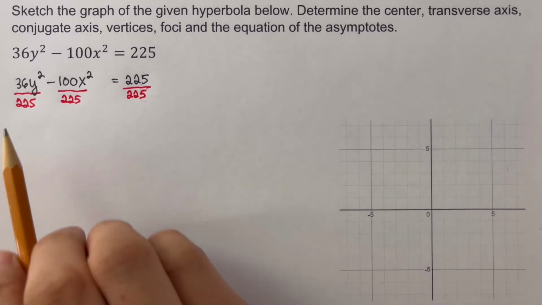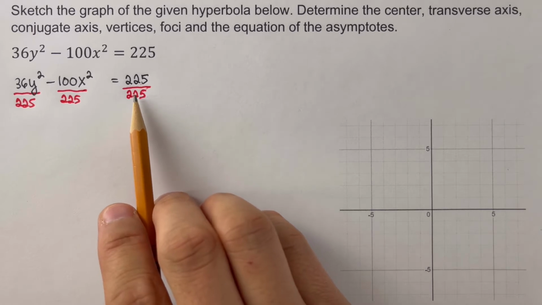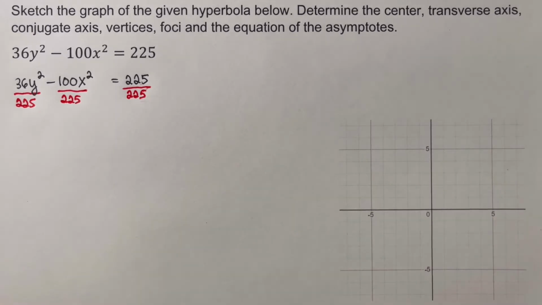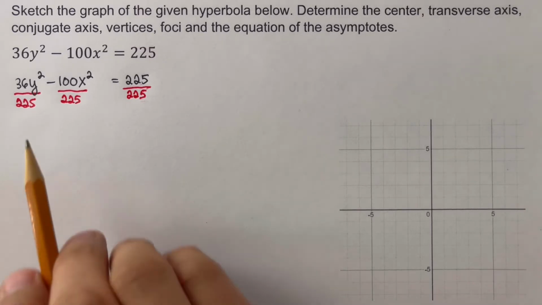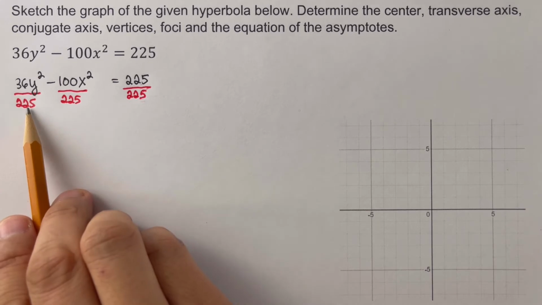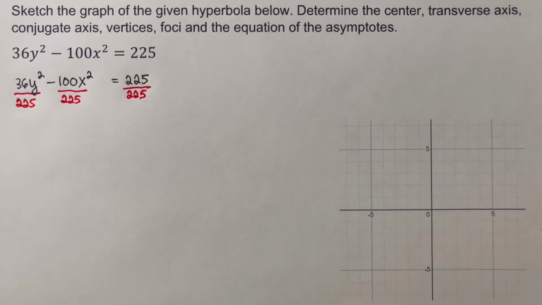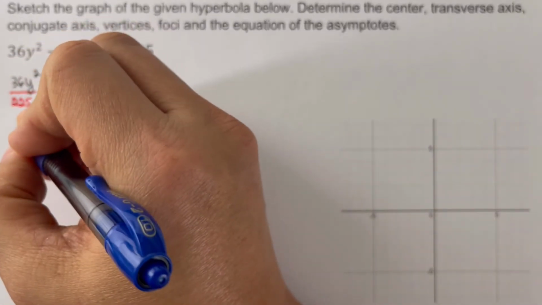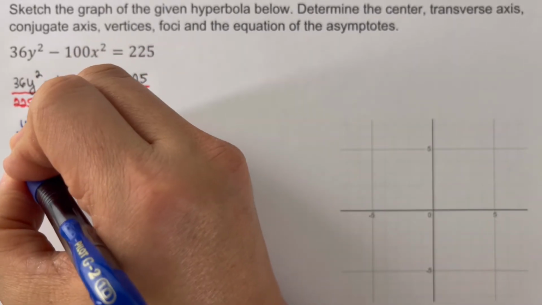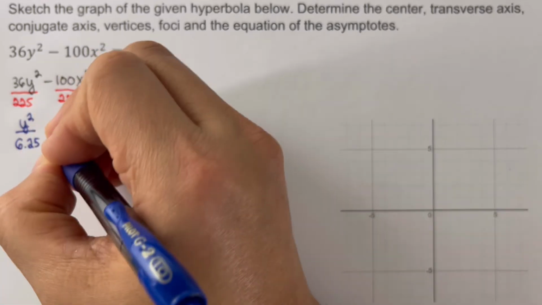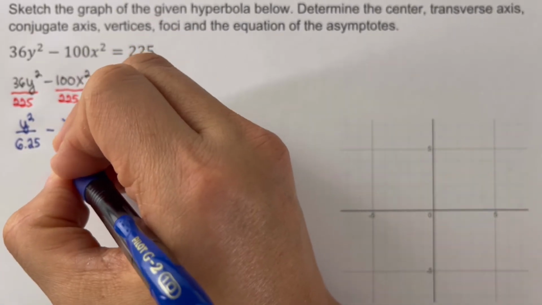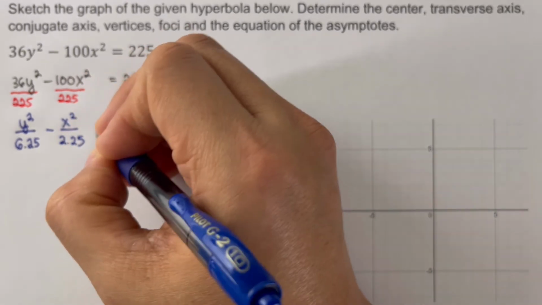Okay, so we already have this equation. What I did was I divided it by 225 to make the right side of the equation equal to 1. Now we are going to reduce this to lowest terms, the 36 and 225, so that we can rewrite this as y squared over 6.25 minus x squared over 2.25 is equal to 1.